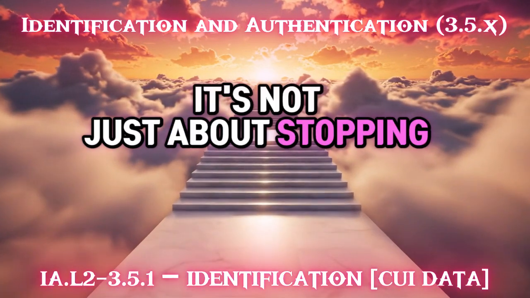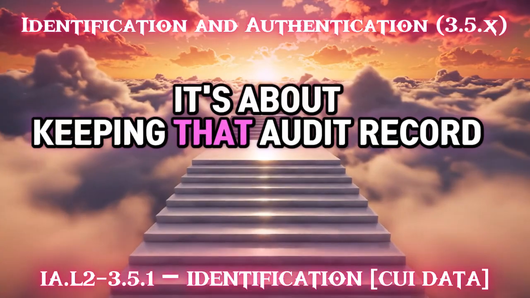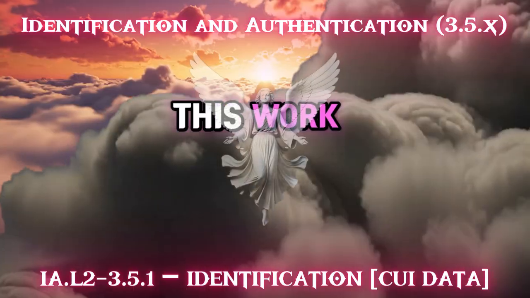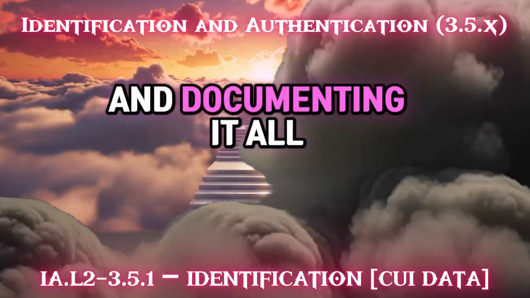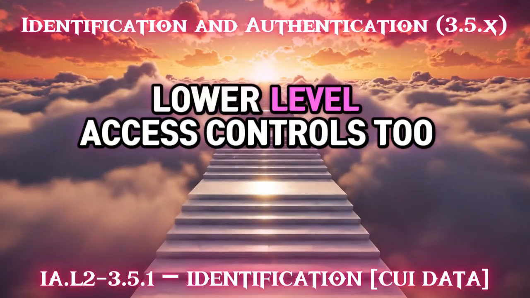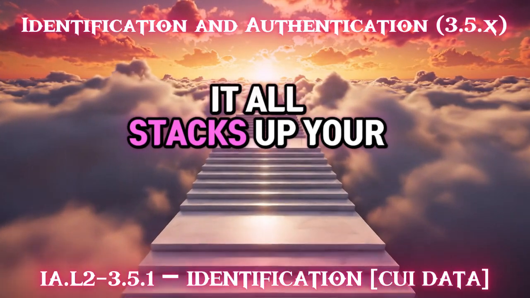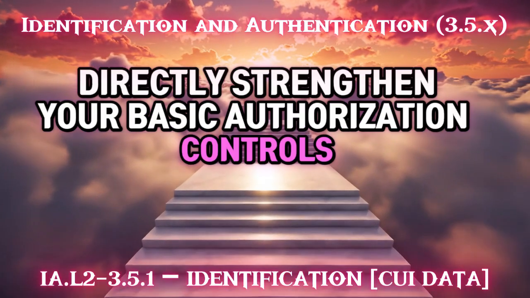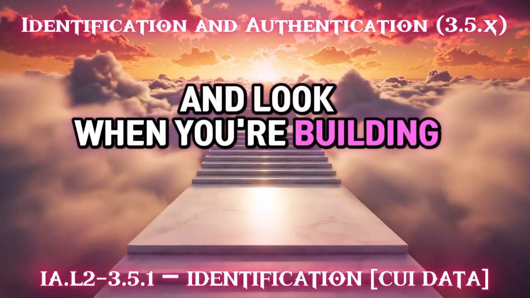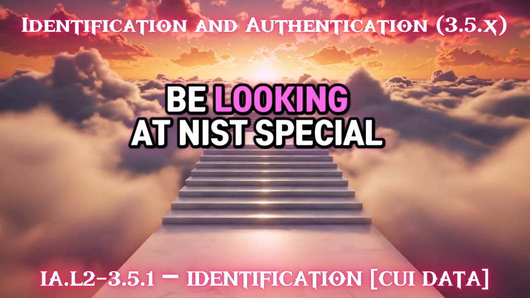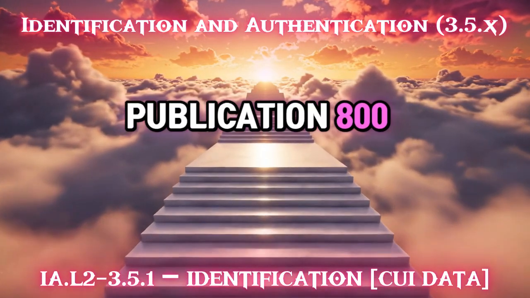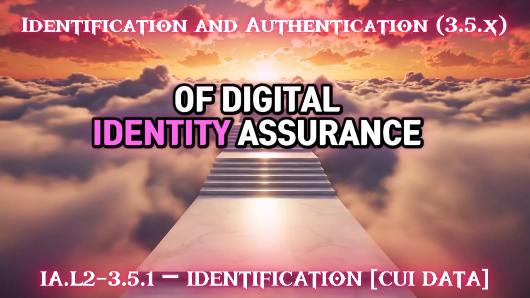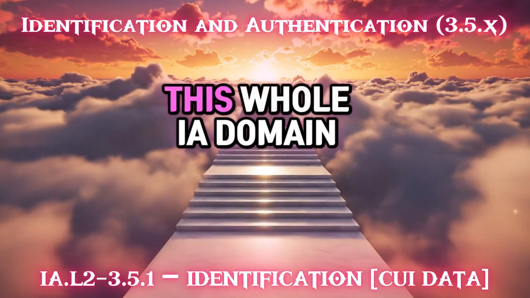Oh, that makes total sense. It's not just about stopping bad guys from getting in. It's about keeping that audit record absolutely pristine. And what's interesting is doing this work, ensuring unique IDs and documenting it all, it actually helps with those lower level access controls too, doesn't it? Exactly. It all stacks up. Your unique ID policies here directly strengthen your basic authorization controls everywhere else. And look, when you're building these policies, you really need to be looking at NIST Special Publication 800-63, Revision 3. That's the key document. It defines the different levels of digital identity assurance. It's basically the Bible for this whole IA domain.